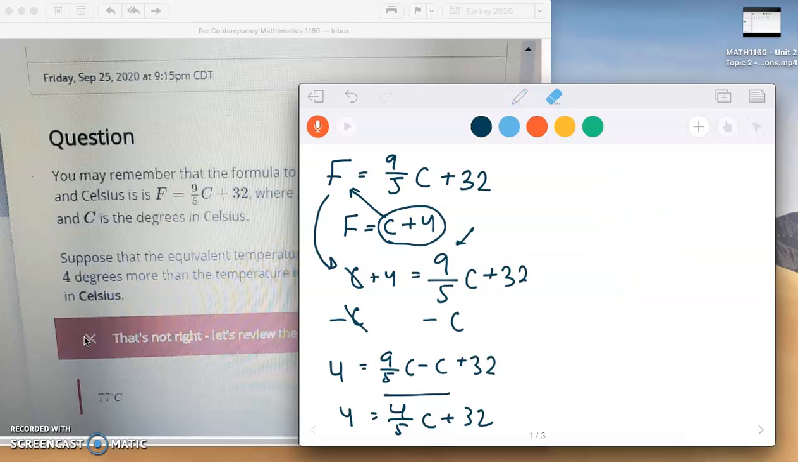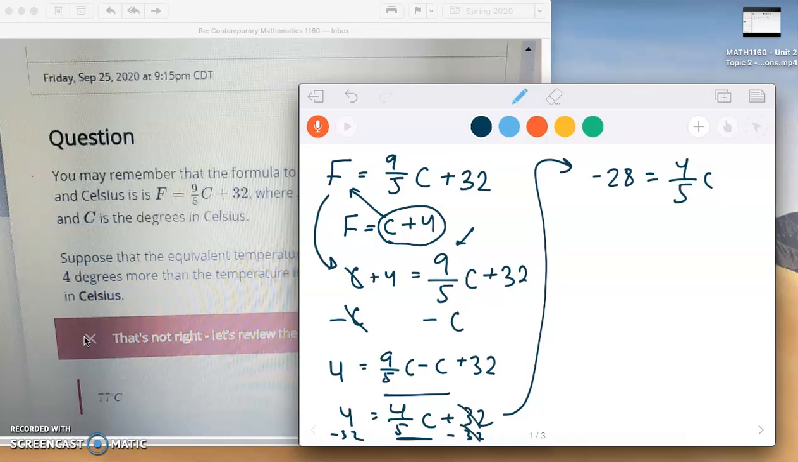All right, now we're going to just take this up here and we're going to keep working. So what we need to do then is get this term, the C term by itself. So we're going to subtract 32 from both sides, right? So 4 minus 32 gives us negative 28. So we have negative 28 equals 4/5 C, because these cancel, right?